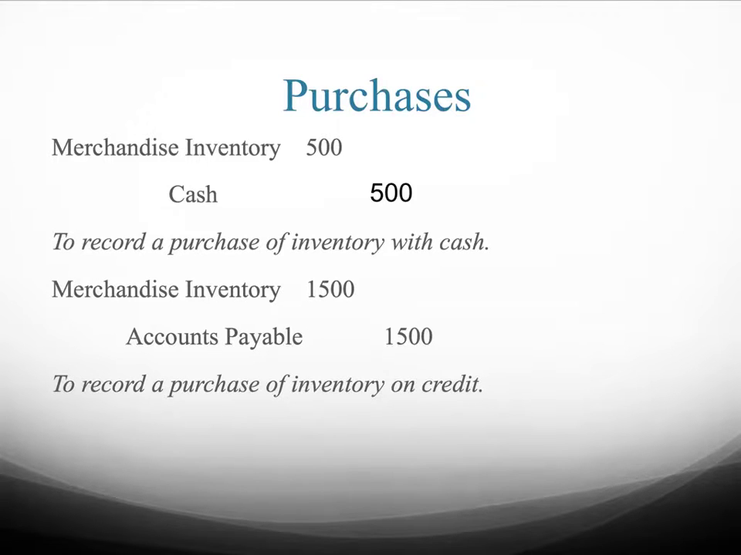Here we can see two transactions for purchases under the perpetual inventory system. The first item is to record a purchase of inventory with cash. I have debited merchandise inventory for $500 and I have credited cash $500. The second transaction is to record a purchase of inventory on credit. I am debiting merchandise inventory and crediting accounts payable, $1,500.